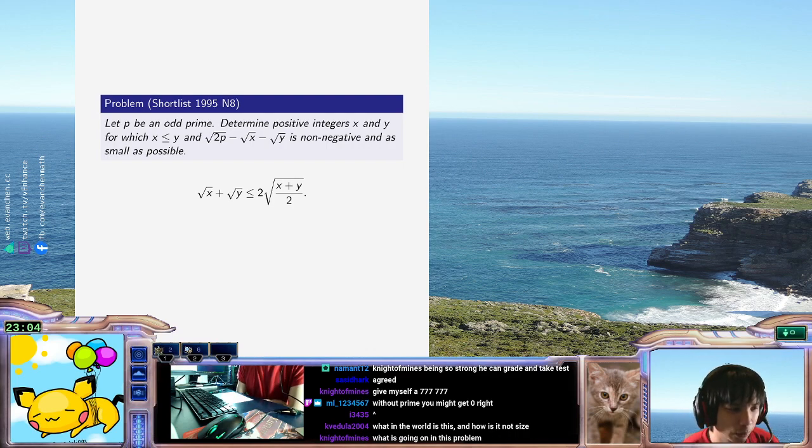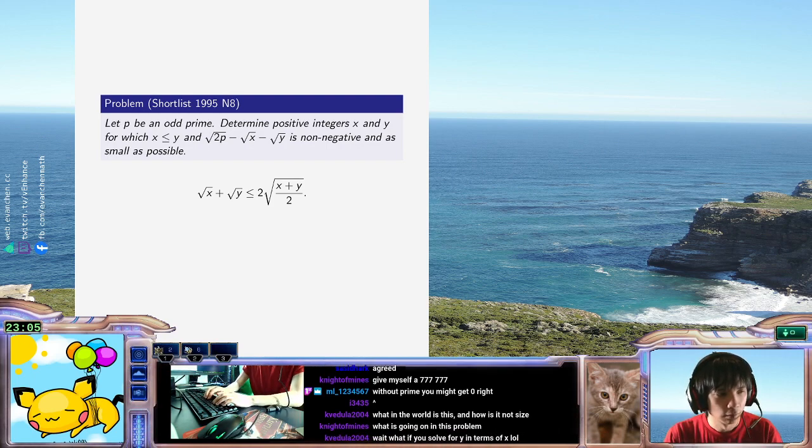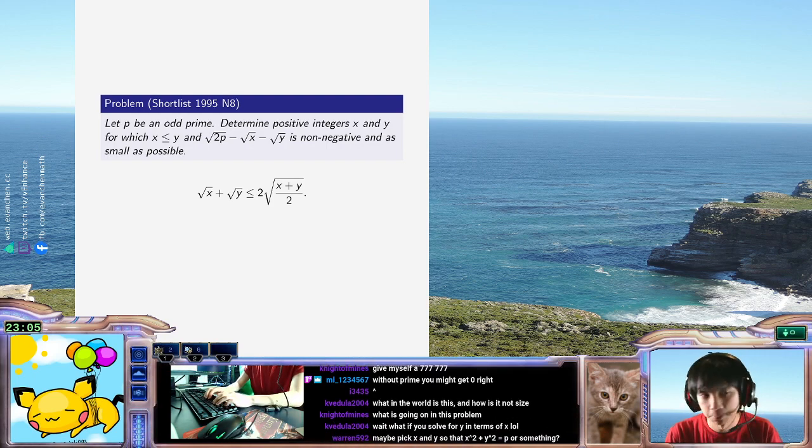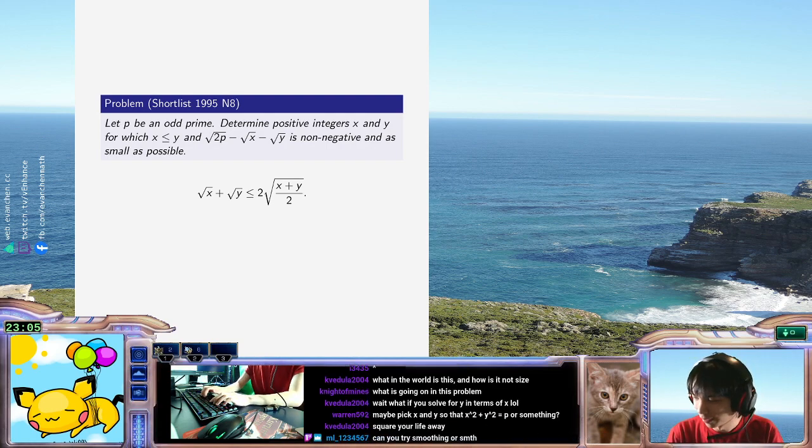Yeah, I am so confused that there's a prime condition. Like, it doesn't seem like prime has anything to do with this size, but apparently it does, so we're gonna find out why. What if you solve for y in terms of x? That's not a bad idea, actually. Let's do it. So root y is supposed to be less than or equal to root 2p. Okay, that might give some plausible reason why.